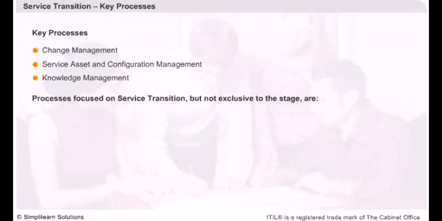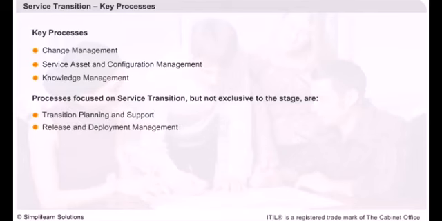Key processes of transition are change management, service asset and configuration management, knowledge management, and the processes focused on service transition, but not exclusive to the stage, are transition planning and support, release and deployment management, service validation and testing, and evaluation. Moving on, let us look at the roles and responsibilities of ST in the next slide.